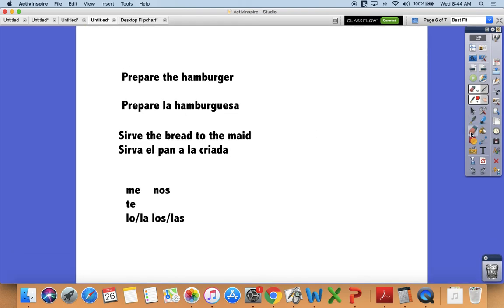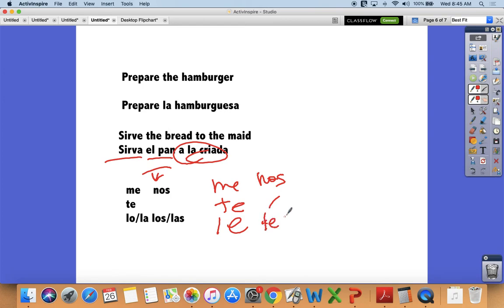Our action. What's the action? Oh. Serve. What are you serving? The bread. To who? The maid. The direct object receives the action. That goes here. And then we have me, te, le, nos, les. Okay. So, we know the pan becomes what? Lo, because it's a direct object. The indirect object's la criada. Le.